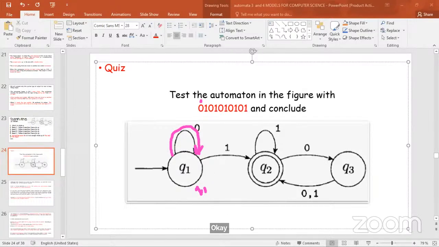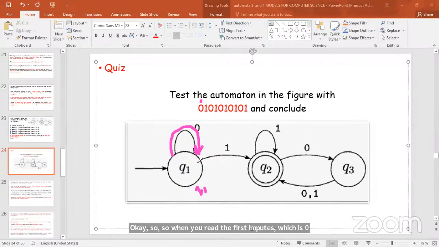Okay. So when you read the first input, which is 0, it keeps you on this point. Now, what is the next input on this string? Respond quickly. The next input is 1. Good. So when you read a 1, once you read 0, it kept you on Q1. So when you read 1, it moves you to Q2.